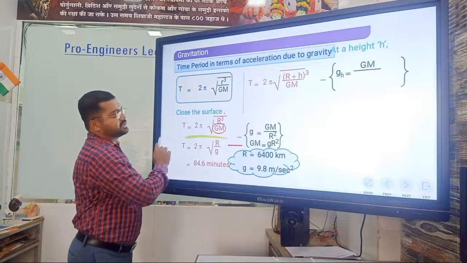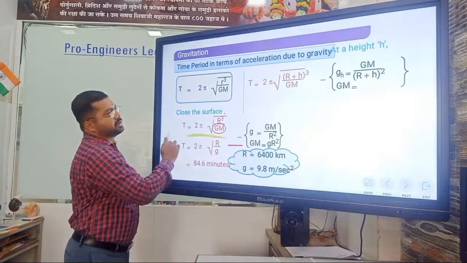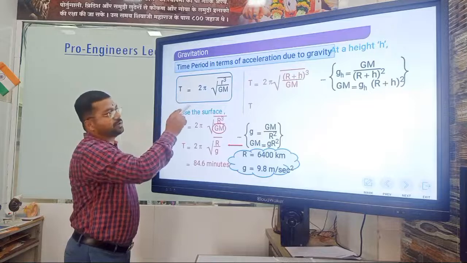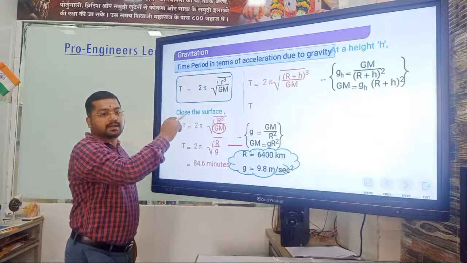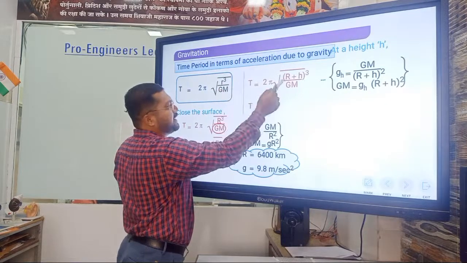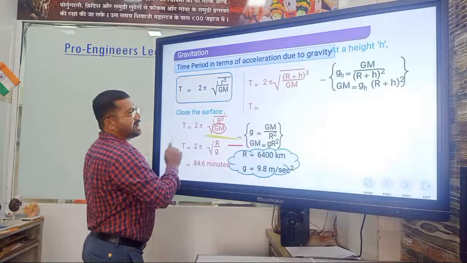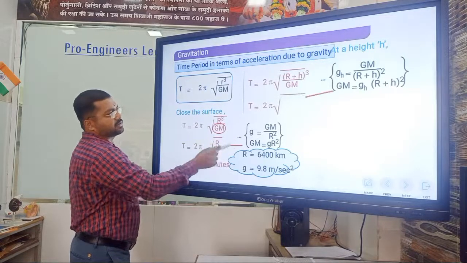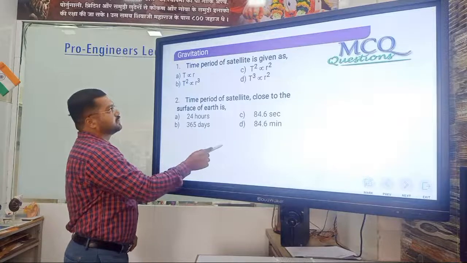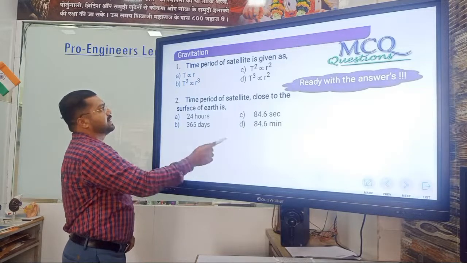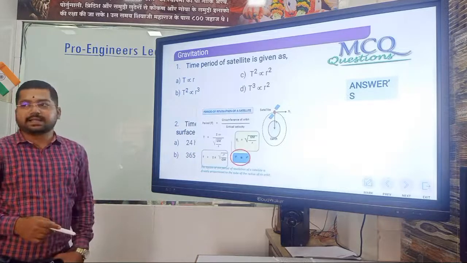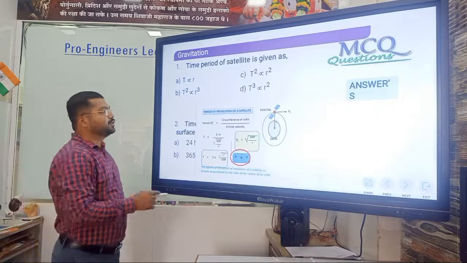Now moving ahead with the same formula. This formula is for close to the surface and this is for at height. Only change is, instead of small r we have r plus h. Right? So the time period of a satellite is given as, what must be the answer? T squared equal to r cubed.